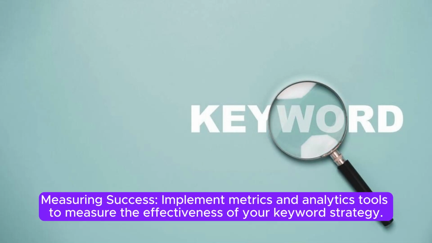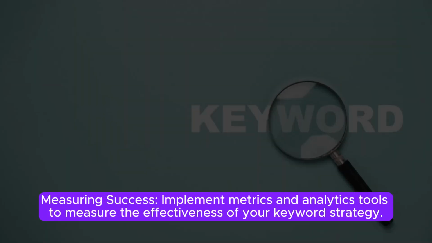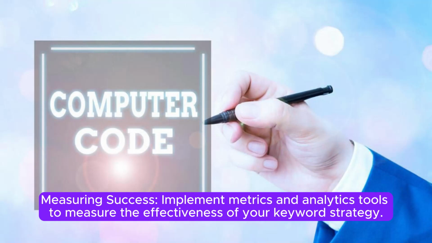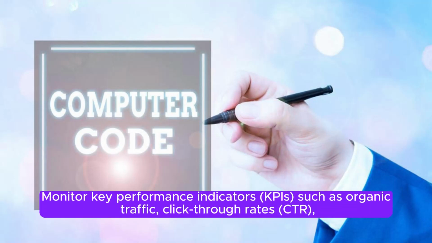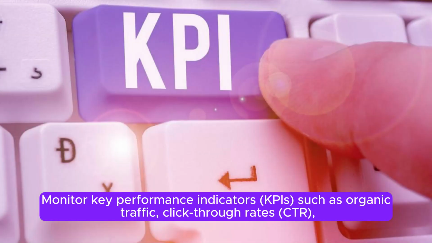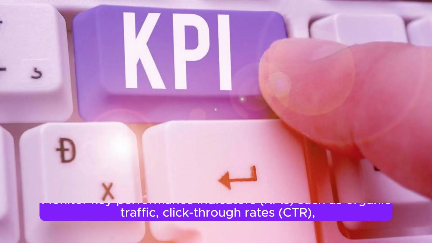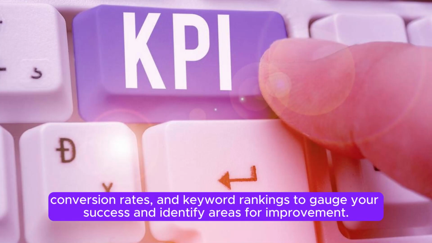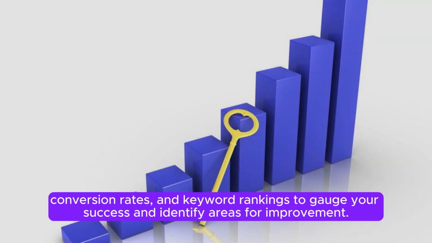Measuring success. Implement metrics and analytics tools to measure the effectiveness of your keyword strategy. Monitor key performance indicators (KPIs) such as organic traffic, click-through rate (CTR), conversion rates, and keyword rankings to gauge your success and identify areas for improvement.